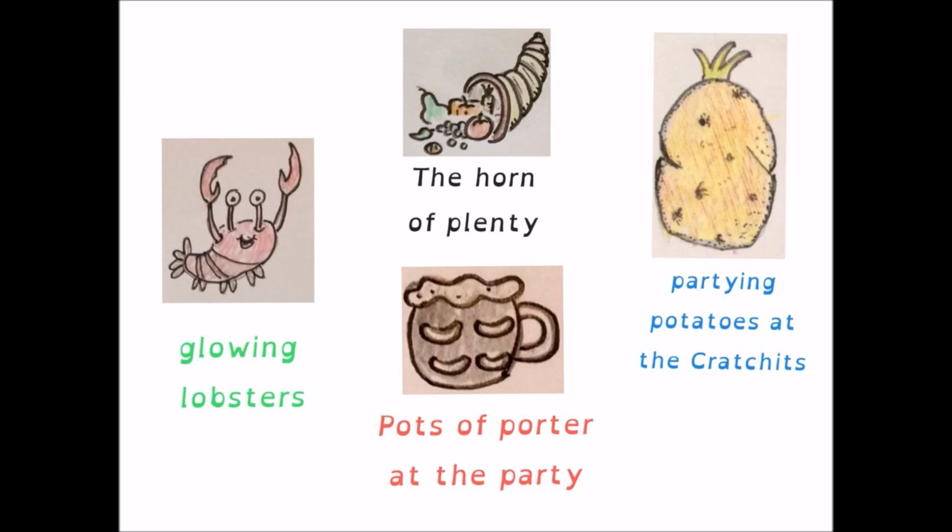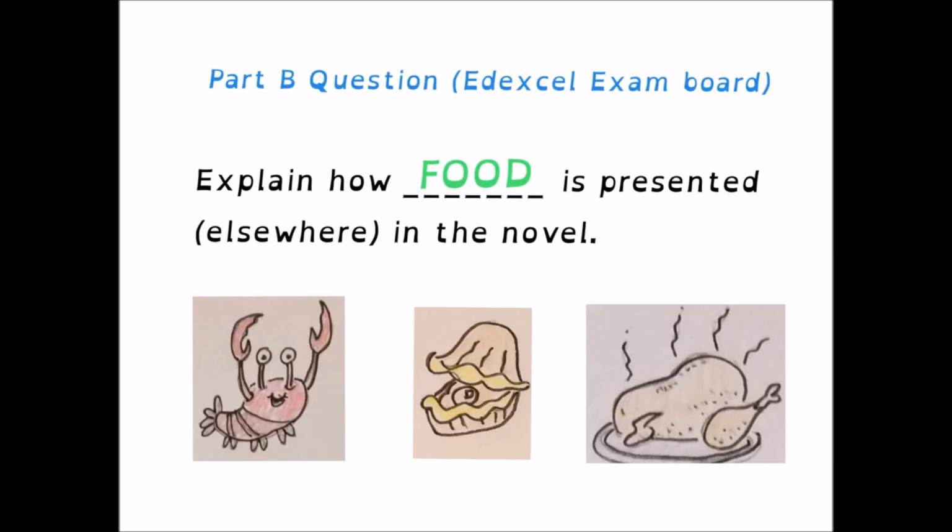Stave 2, Fat Fezziwig's party. A musician buries his head in a vat of porter, this delicious black beer, and of course there's more food on offer there. And of course, stave 1, you've got Marley's face likened to a glowing bad lobster. But as you know, finding evidence of that key theme or idea mentioned in the exam question is only half of the job. You've then got to explain the significance or the meaning of it somehow.